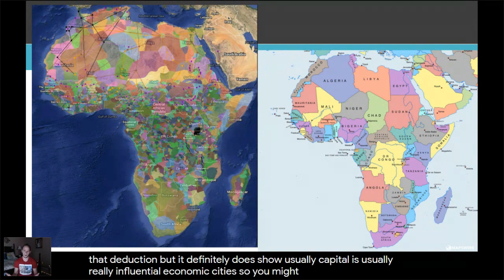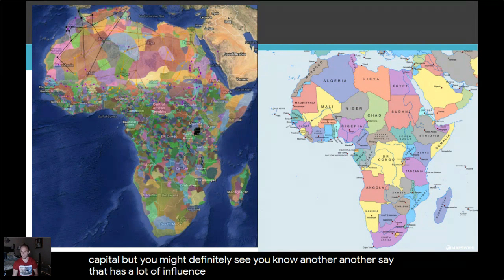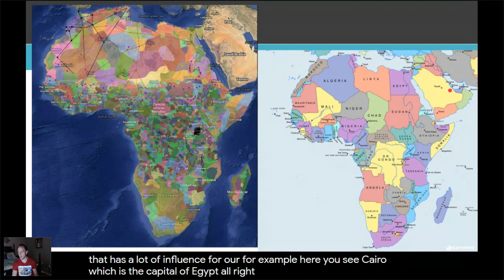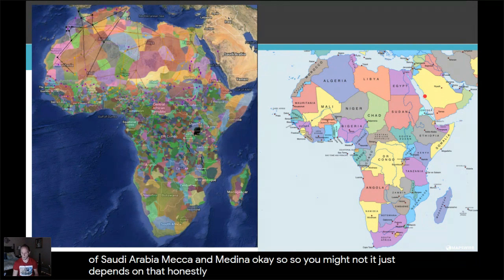So you might not see a capital, but you might definitely see another city that has a lot of influence. For example, here you see Cairo, which is the capital of Egypt. Over here you see the capital of Saudi Arabia, but you don't see Mecca and Medina. So you might not. It just depends on the map, honestly.